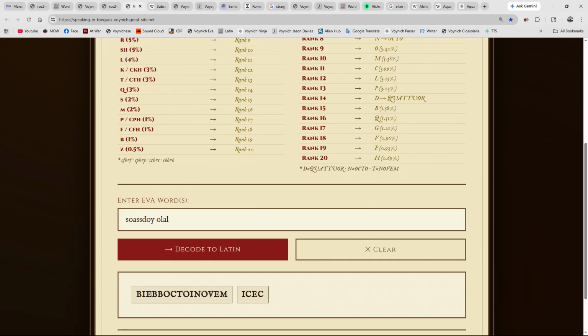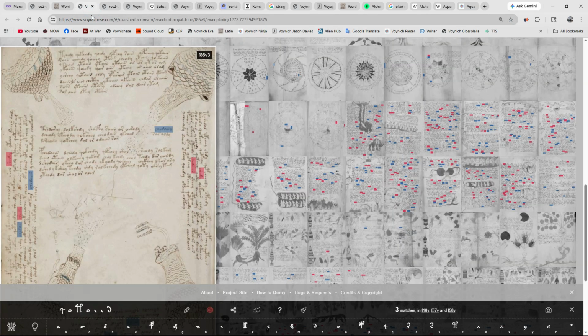That's for a city. BB is before octo. Octo would be August or 8th. 8th month is August. So before August is spring. And CE is for a flower. And let's go look at it.